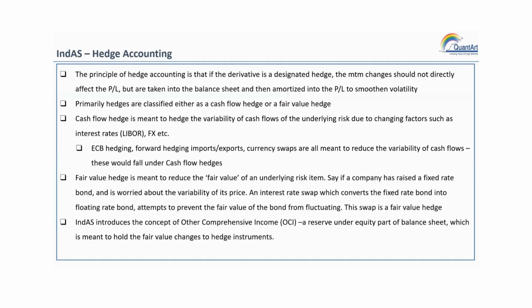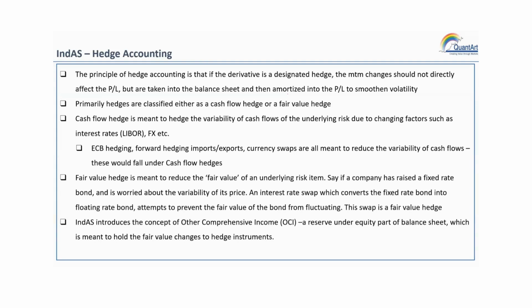Now, in hedge accounting, there are primarily two kinds of hedges, right? One is a cash flow hedge and the other is a fair value hedge. Most of the hedging that we discuss in most companies is a cash flow hedge. What is a cash flow hedge? Any hedge which is meant to reduce the variability of cash flows is a cash flow hedge.